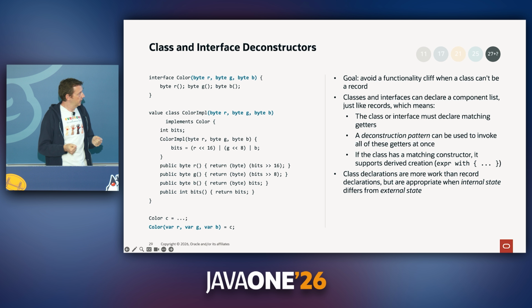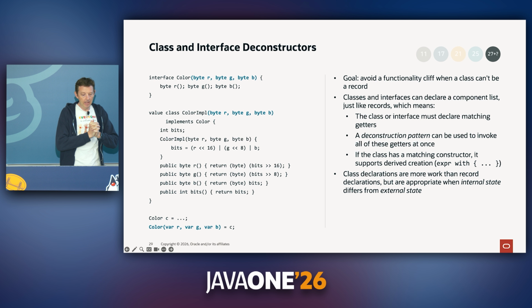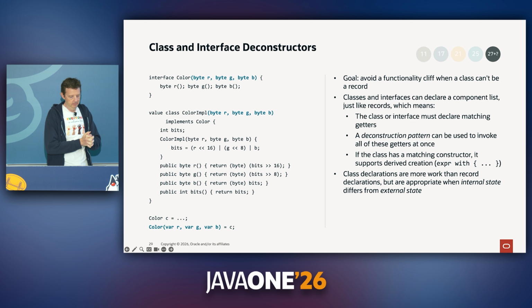And what this means when applied to an interface or a class is just, I have these components. These are sort of the essence of what this thing represents. And there are methods with the same name and type to get each of these components. So in my interface, I need to declare the 3 methods that match the 3 components. Having done that, any deconstruction pattern knows how to get the components. And so it can do the same thing it does with records.